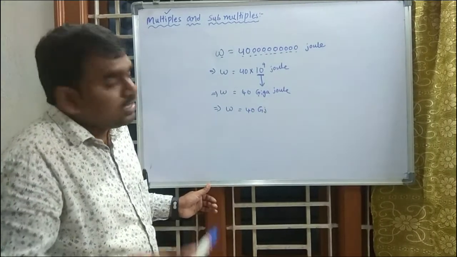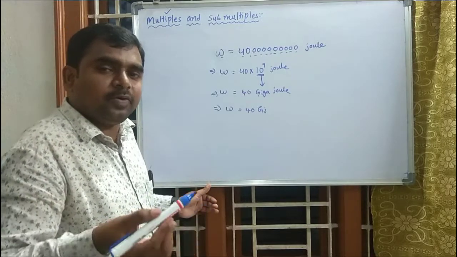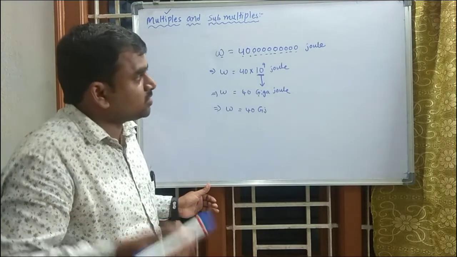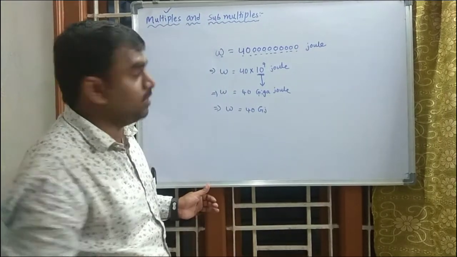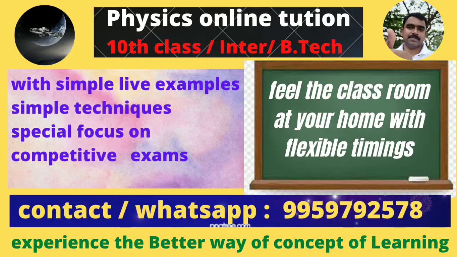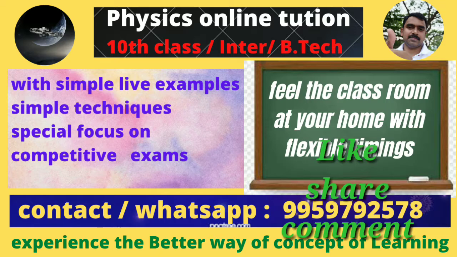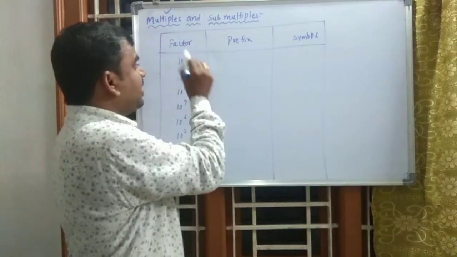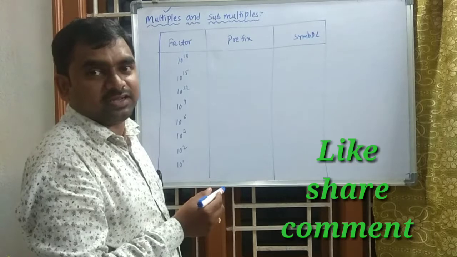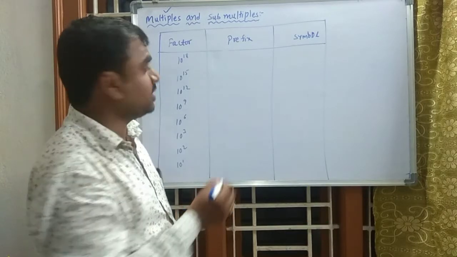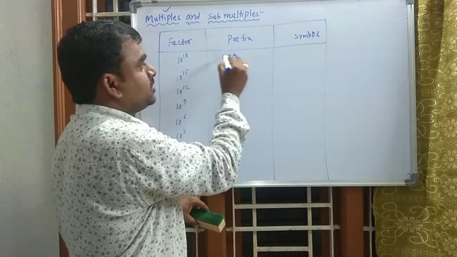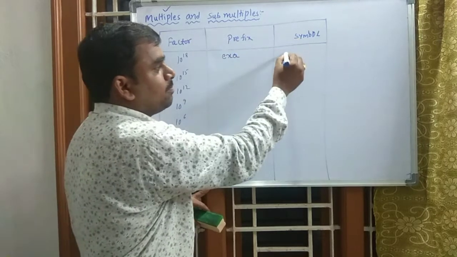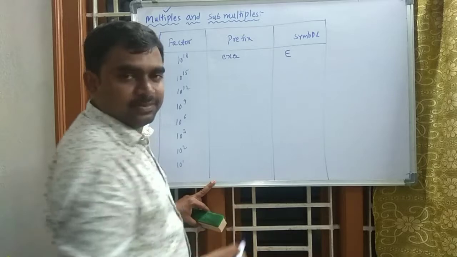So like that, for everything up to 18, we have some prefix names. Those I am going to tell you. If 18 zeros are there, what can we call it? This one we can call exa. As a prefix we are using exa, and the symbol for that one is capital E.